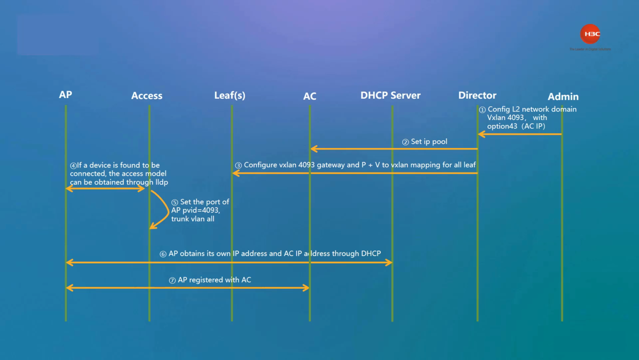First of all, I will introduce the process of wireless service forwarding in the ADCampus solution. By creating a wireless management security group on the director, Vxlan 4093 is designated as the layer 2 network domain and configure the address of AC, which is used for AP to obtain IP address and communicate with AC. DHCP server assigns AC address to AP through option 43 when assigning IP address to AP. After AP obtains IP address and the AC address, AP establishes a CAPWAP tunnel with AC through Vxlan 4093 to complete the registration.